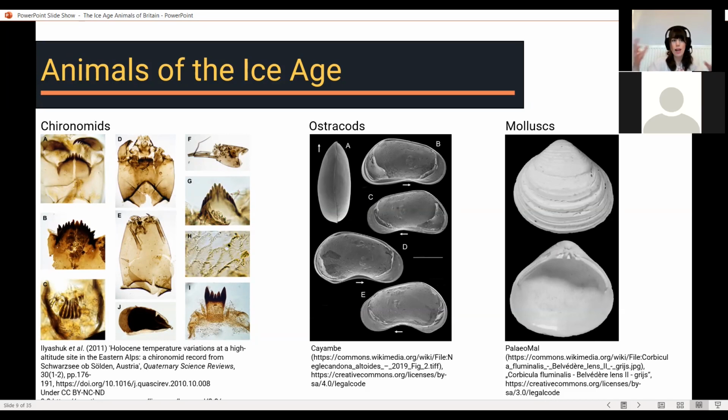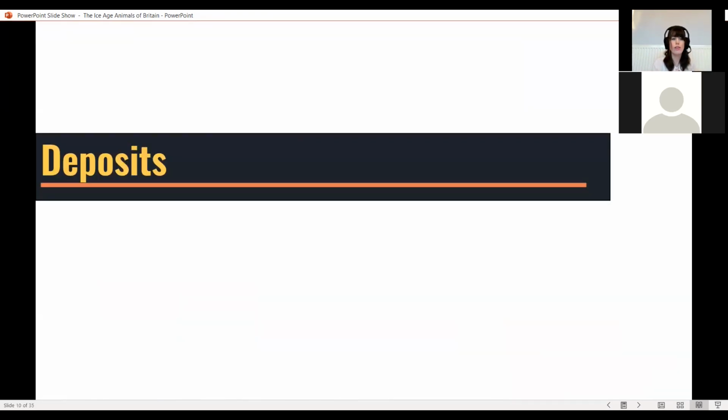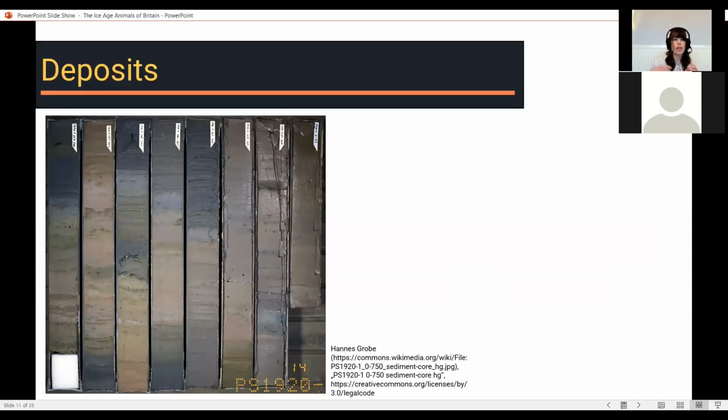So in this talk, I am going to be focusing mostly on mammals because that's what I know about most. But I am going to be talking about some of the other animals as well, because all of them are important in providing us a clear overall picture of the Ice Age. So the deposits then, so where are these animals found? So if we think about the animals such as the beetles, we tend to find them in deposits such as lake sediments and bog sediments, because these anoxic environments are really good at preserving remains of stuff like beetles and chironomids.